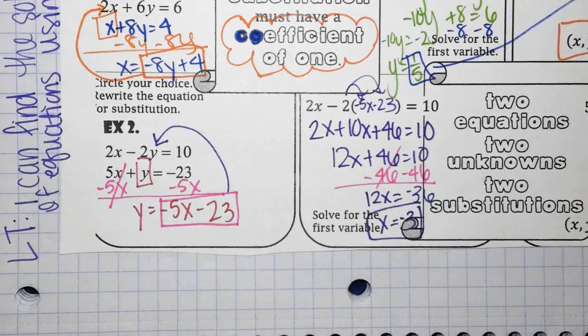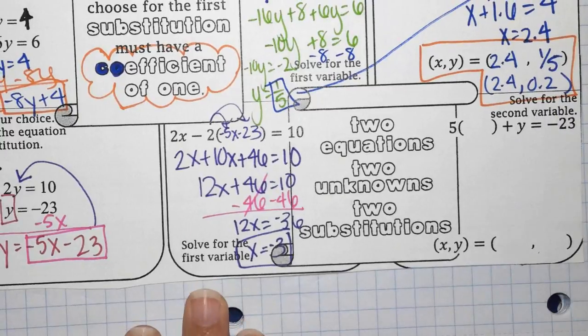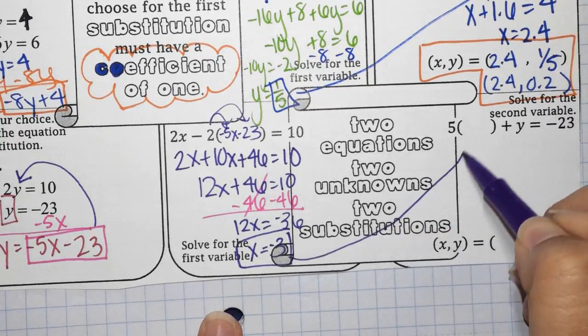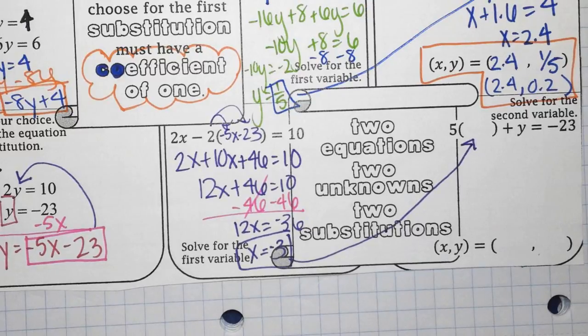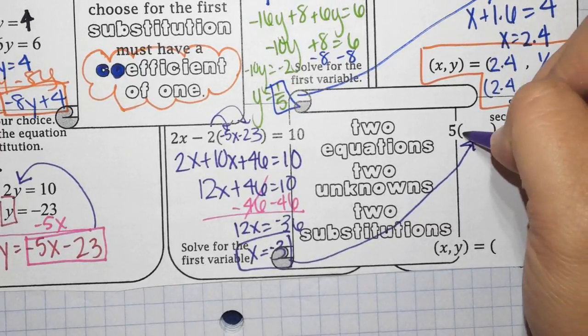Now, do we know what x is? What else do we need to find? We need to find the y. So we're going to take this and we're going to plug it back in. We're going to plug it in right here. Is everybody ready? What does x equal? -3.